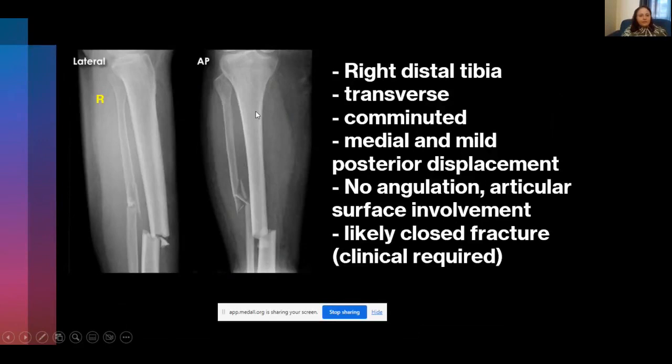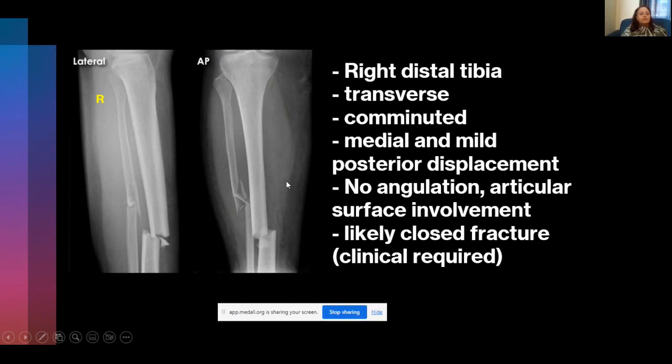So that's an X-ray of the tibia, that's an AP view, and that's a lateral view. The tibia and fibula are both broken, but let's focus on describing the tibial fracture together. So the site, which side is it? It's the right side. And what bone is it? It's the tibia. And what part of the bone is broken? It's the distal tibia, so right distal tibial fracture.